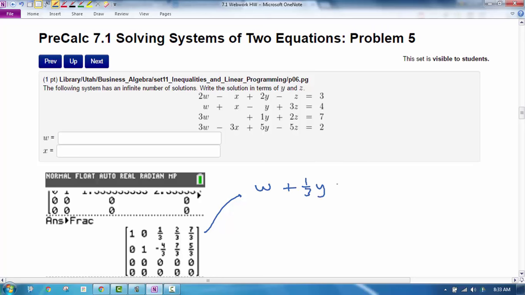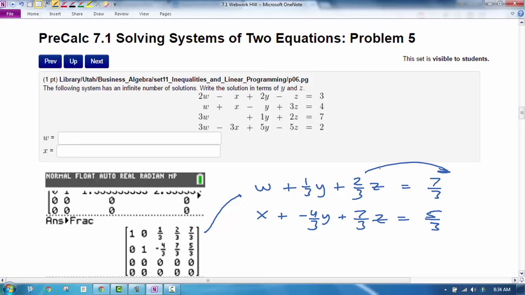And they want this solved for W. So I guess I can do this, well, let me finish writing it down. Plus Z, so this would be 2/3 Z, equals 7/3. And the other equation here becomes 0W, 1x, plus -4/3 y, and then z plus 7/3 z equals 5/3. So there's my two equations. Now they want them solved for w, so you're going to have to move both these things over to the right with a minus sign, and enter those equations in for w and x, and that will be your answer.